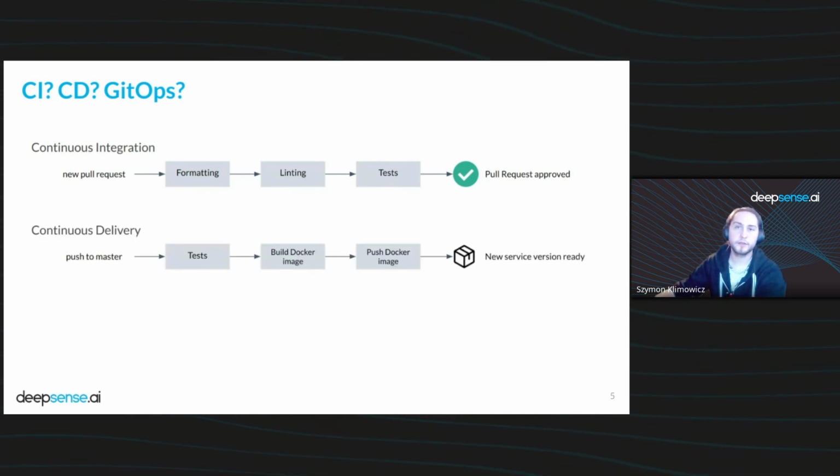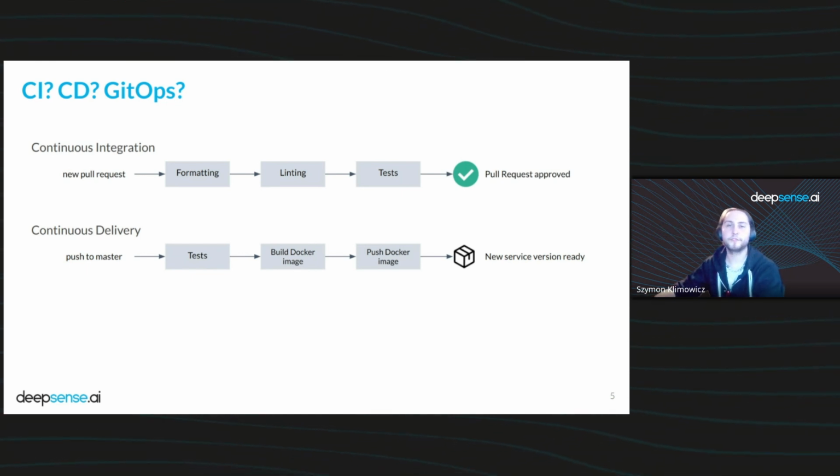Continuous delivery is the next step in the process. So if the CI pipeline run was successful and the changes are merged into the target branch, then we can go on with CD. And what we have here is basically testing and building some deployment artifact that we're interested in. It can basically be a Docker image that is then pushed to a Docker repository, or it can be a Python package, whatever.